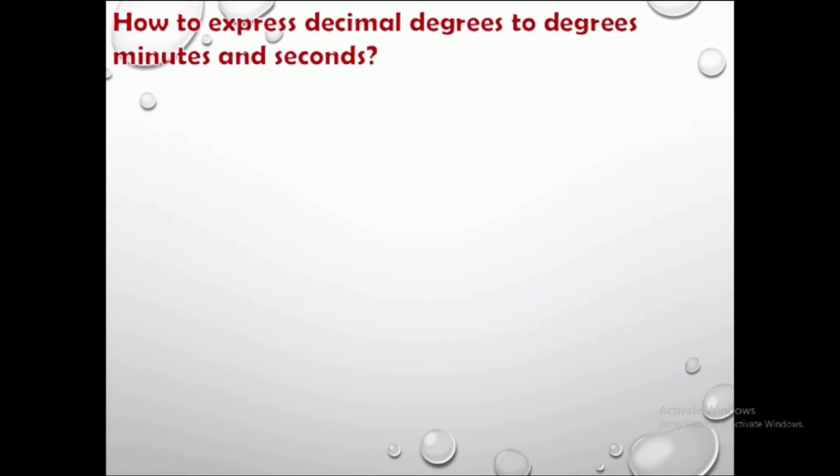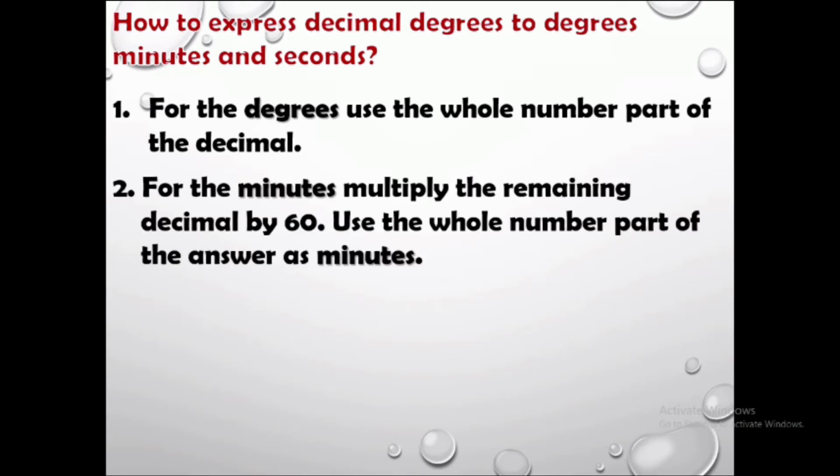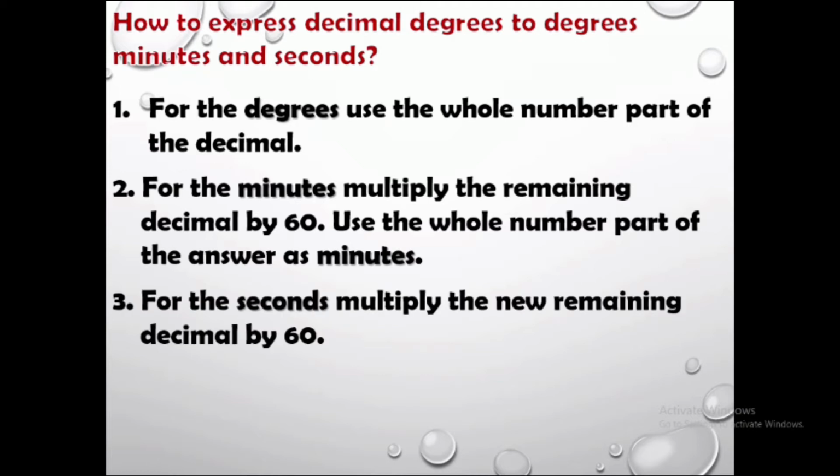How to express decimal degrees in degrees, minutes, and seconds? First, for the degrees, use the whole number part of the decimal. Second, for the minutes, multiply the remaining decimal by 60. Use the whole number part of the answer as minutes. Third, for the seconds, multiply the new remaining decimal by 60.